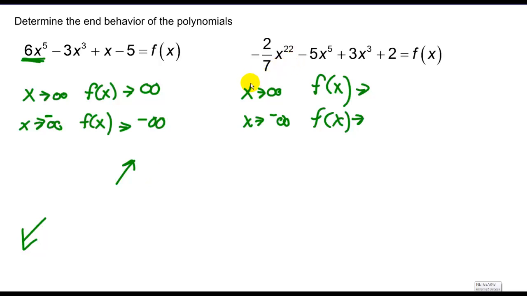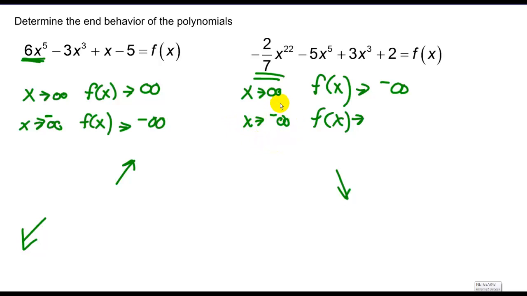Now in this term, we'll notice we have an even degree and a negative leading coefficient. So as I plug in a big positive number and raise it to the 22nd, it still remains positive, but I multiply by a negative, and that goes negative. So this is going down in this direction. Thus, f of x goes to negative infinity.